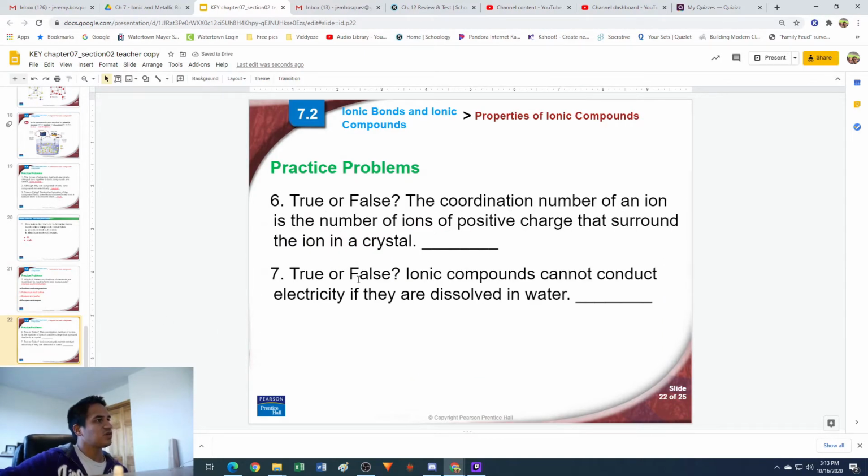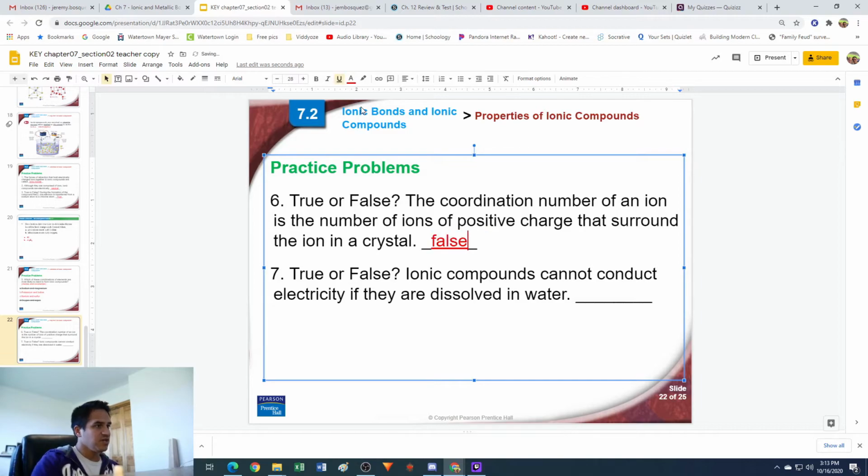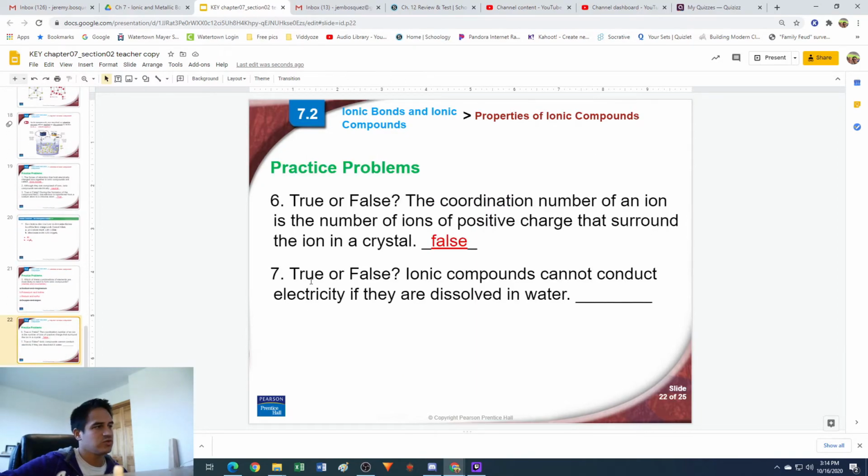All right, last questions here. Number 6, true or false? The coordination number of an ion is the number of ions of positive charge that surround the ion in a crystal. This was right from the notes. This is false. The coordination number is the number of ions of opposite charge that surround an ion. So you have to look at whether you're looking at a positive ion or a negative one, and you count all the ones of the opposite charge that are around it, not just the positive ones only.